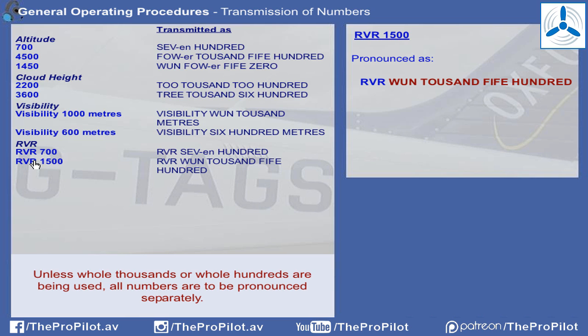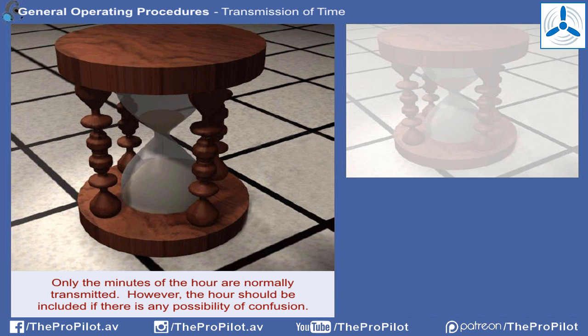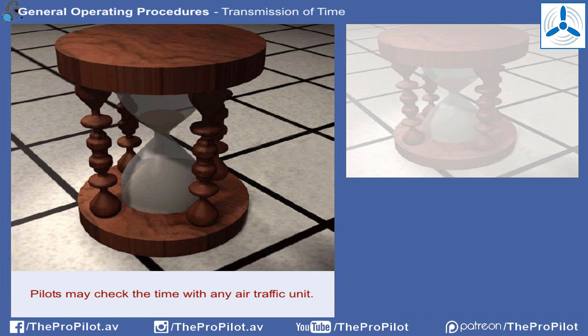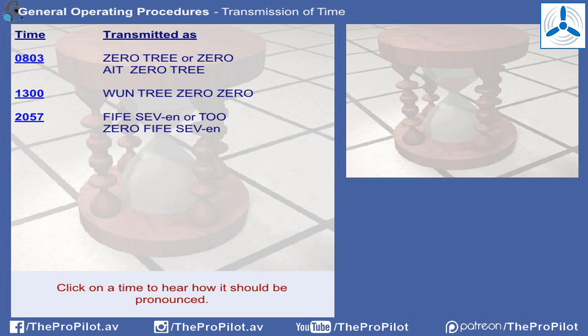RVR 1,500. When transmitting time, only the minutes of the hour are normally required. However, the hour should be included if there is any possibility of confusion. Pilots may also check the time with the appropriate air traffic unit. Note that time checks should be given to the nearest half-minute. A selection of times is shown in the table. Click on a time to hear how it's pronounced, and, if you wish, use the recording and playback facility to record your own selection of times.